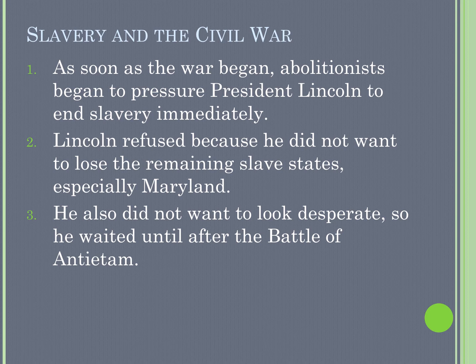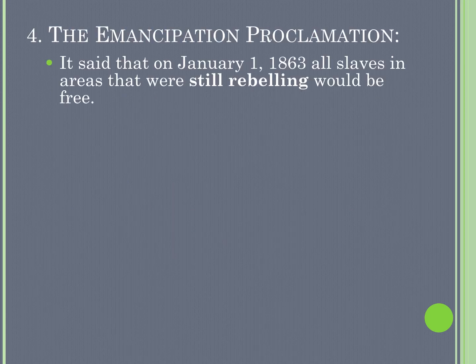So what Lincoln decides to do to address these issues is to wait until after the Battle of Antietam to release an order about slavery. And he does do this after Antietam. He issues the famous Emancipation Proclamation. In a nutshell, it said that on January 1st, 1863, all slaves in areas that were still rebelling would be free.